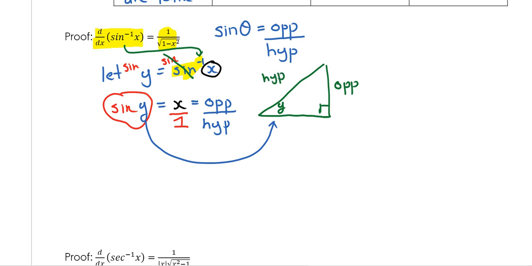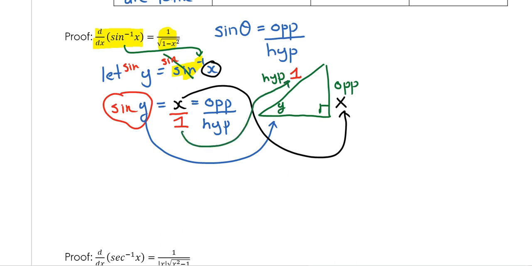Okay, so in this case, my opposite is going to be x. So that's this guy right there. And my hypotenuse here will just be 1. Okay, and hopefully you can see that that 1 is this guy right there. Okay, so I'm just going to delete all this now.